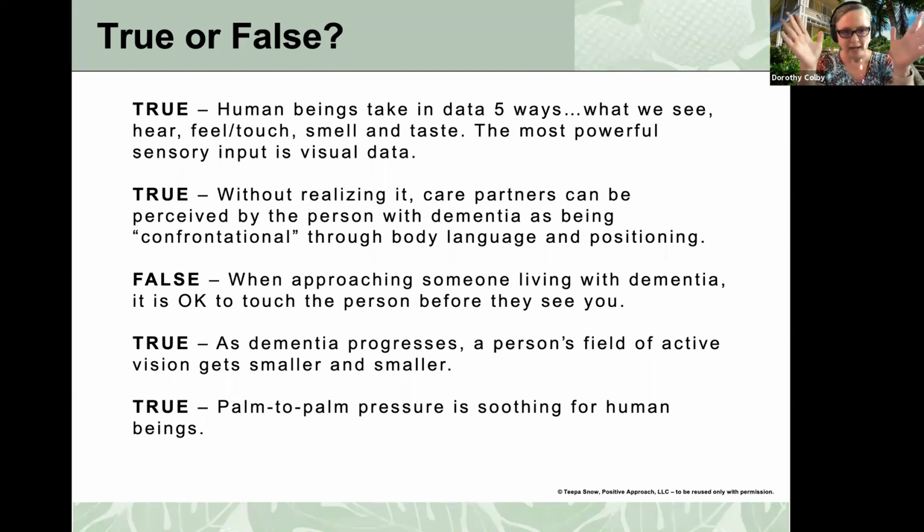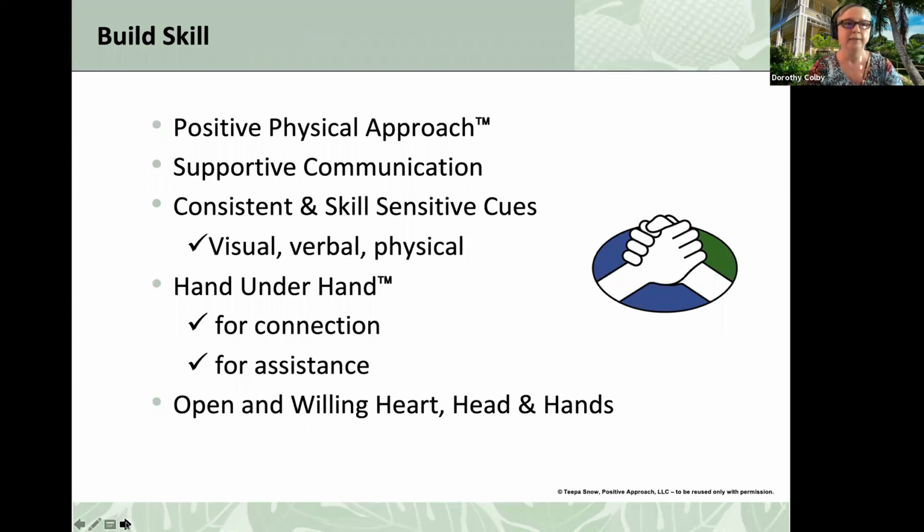Yes, the field of active vision gets smaller and smaller as dementia progresses. And yes, palm to palm pressure is very comforting and soothing for human beings. So we want to build skill for this positive physical approach, our communication, hand under hand, and most of all, having an open and willing heart and head and hands. And we work all together. And that little picture of the hand, it almost looks like the champion thing, and it is.